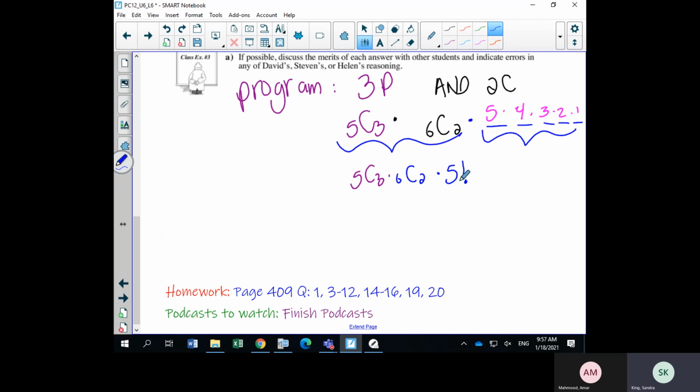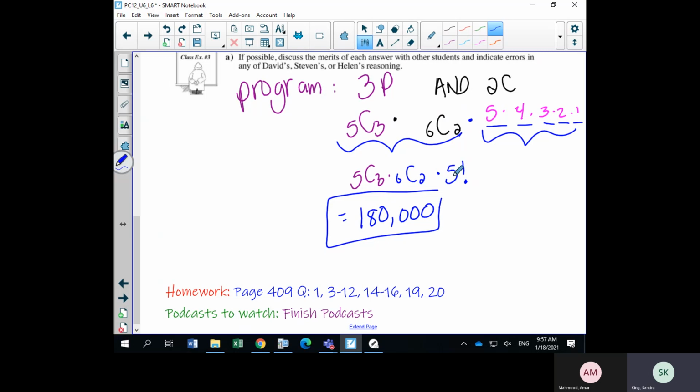Once we have our 5 songs selected, this is choosing our 5 songs, and then this is arranging the 5 songs. So this is how you would do this. And at the end of the day, if you type that in your calculator, the answer should be 184 different ways that we could make a program with 3 popular songs and 2 classical songs if order matters of those 5 songs.